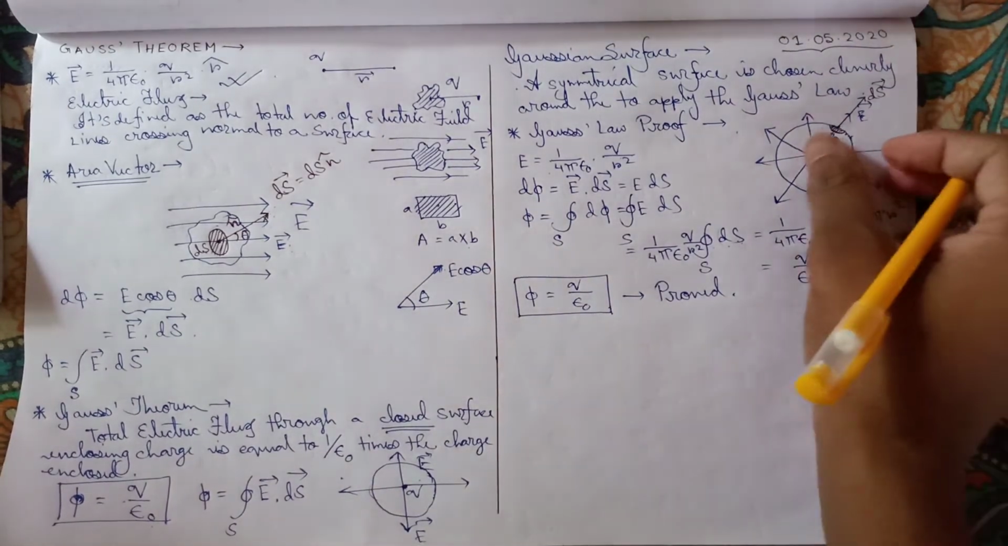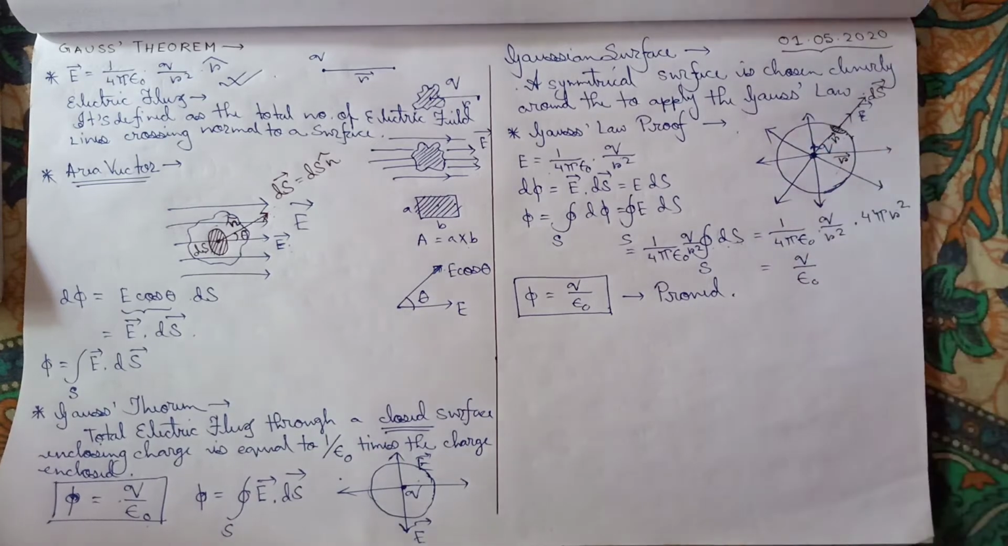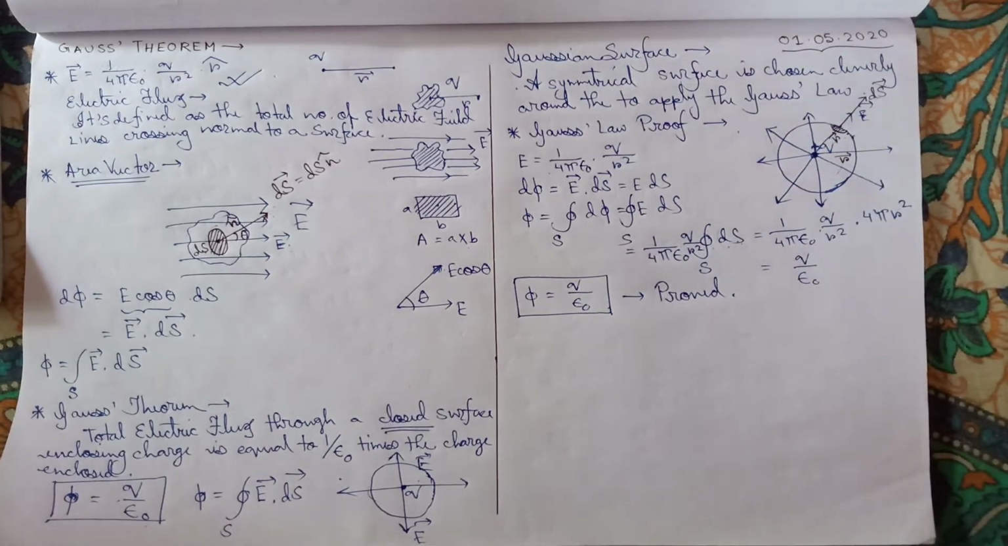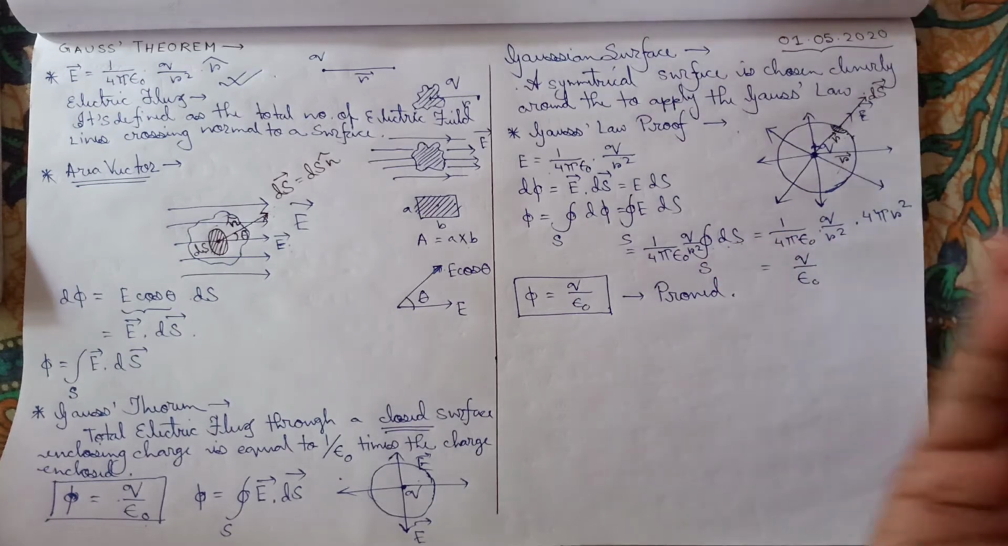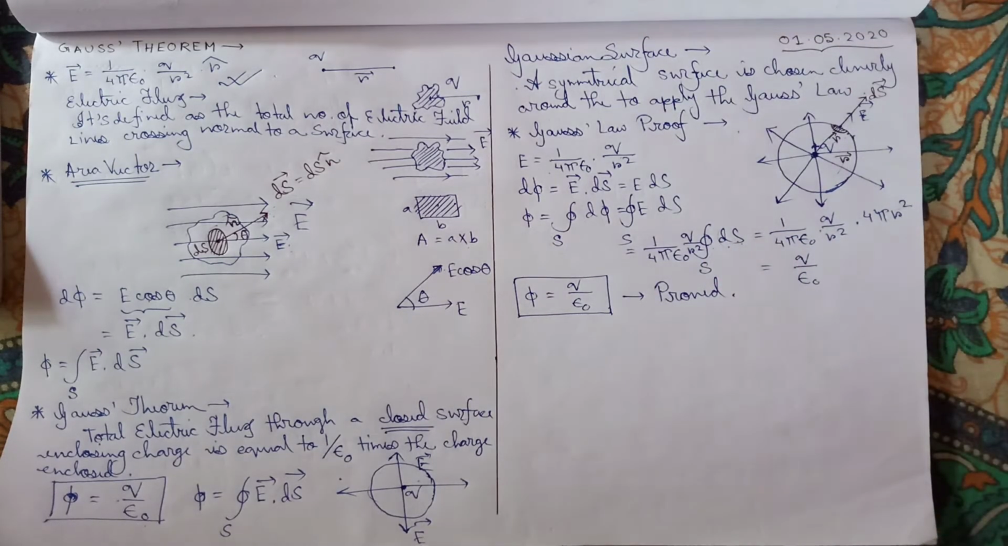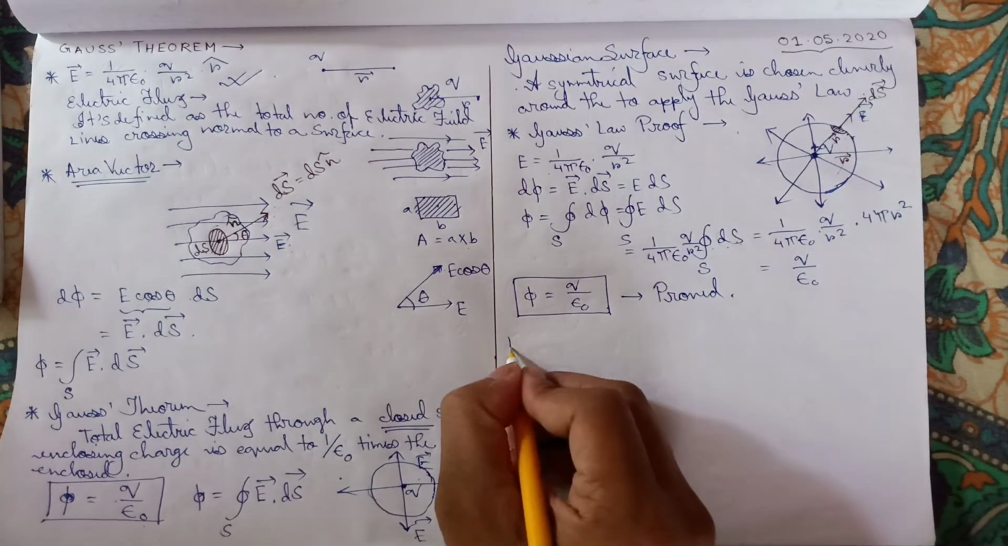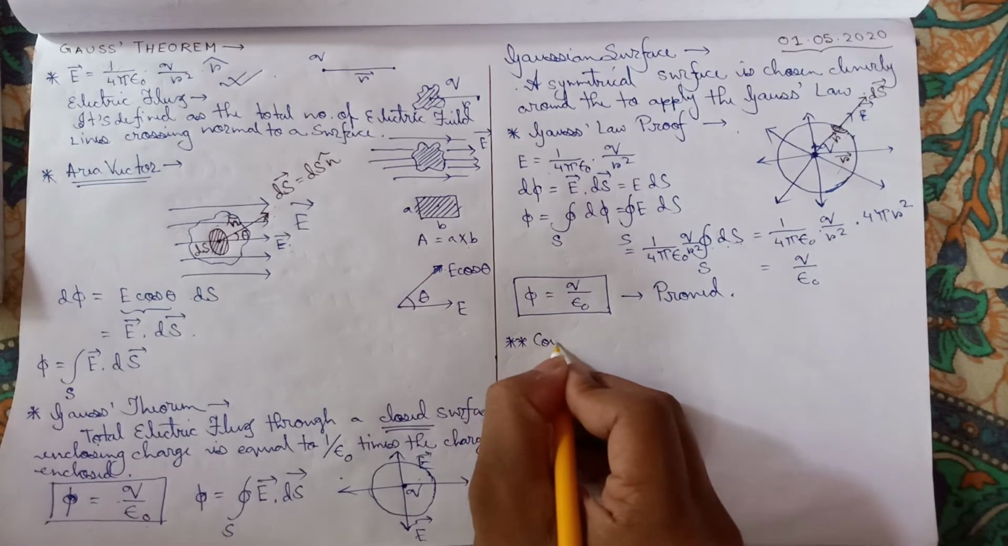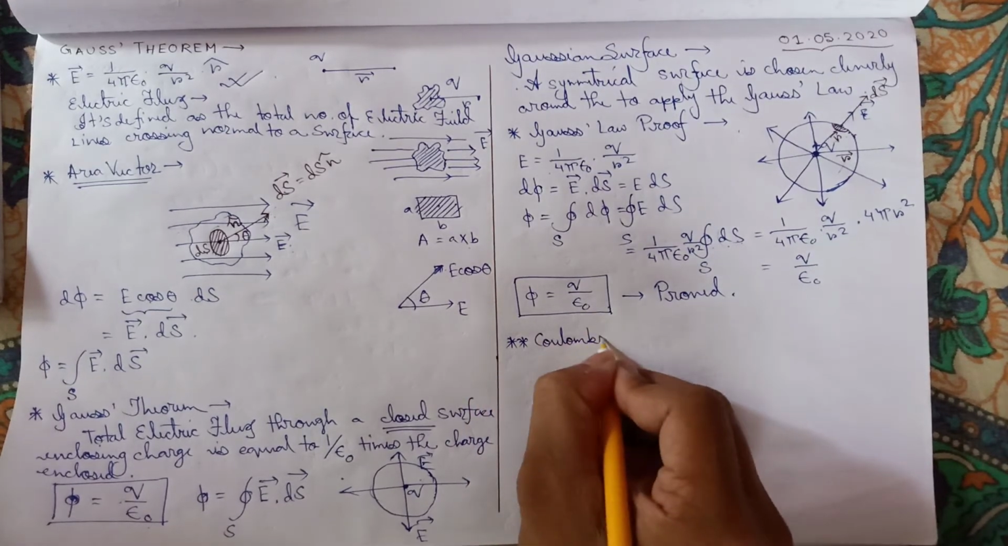We can also consider this point charge not only in the center, but anywhere inside this closed surface. But in such a case, the closed surface may not be a sphere. You have to choose the surface as per your application. Sometimes it can be a sphere, sometimes a rectangle or cube, sometimes a cylinder. It differs as per the choice of application. Next we will prove Coulomb's law using Gauss law.